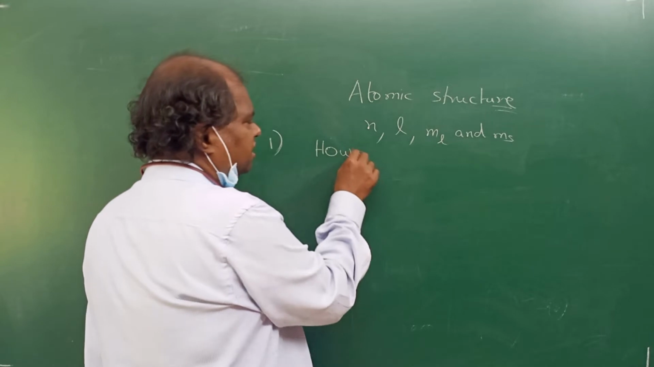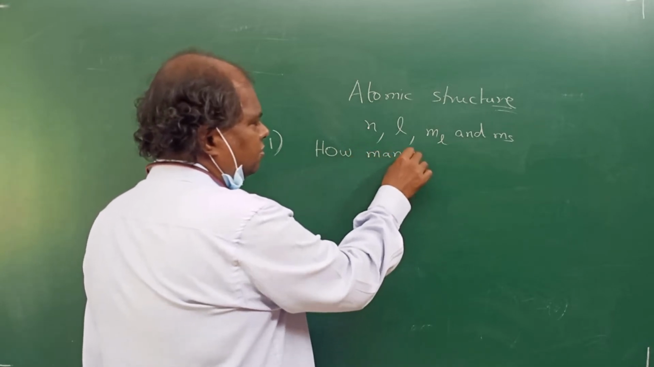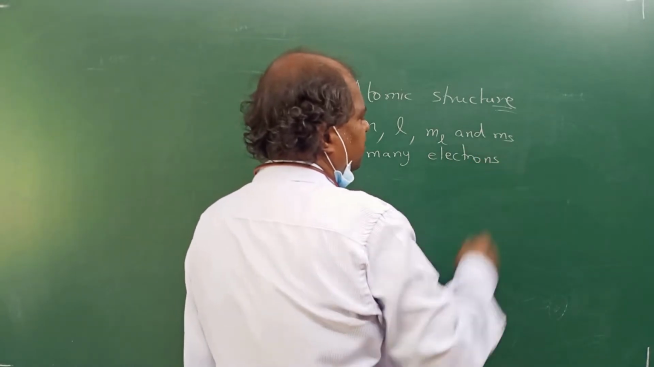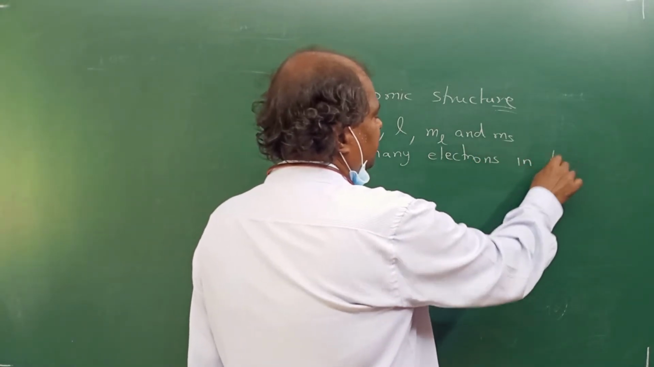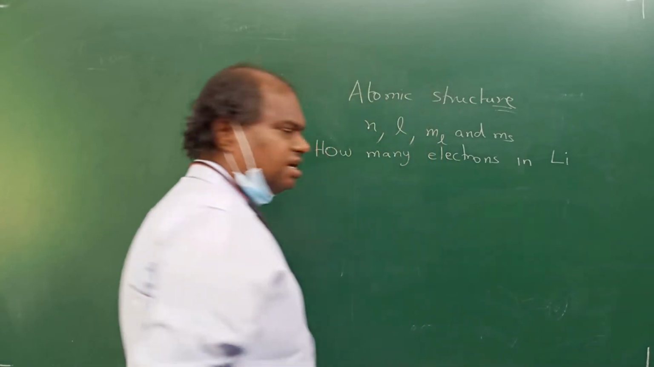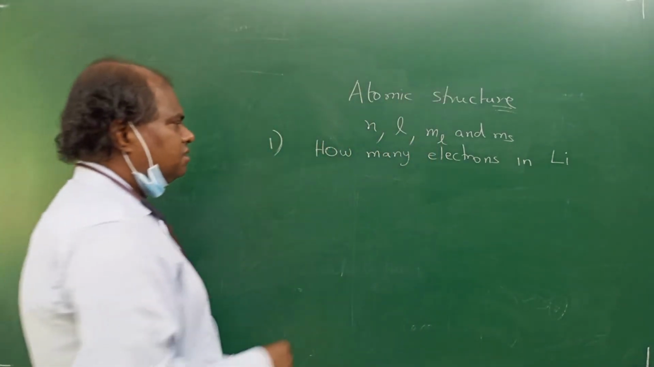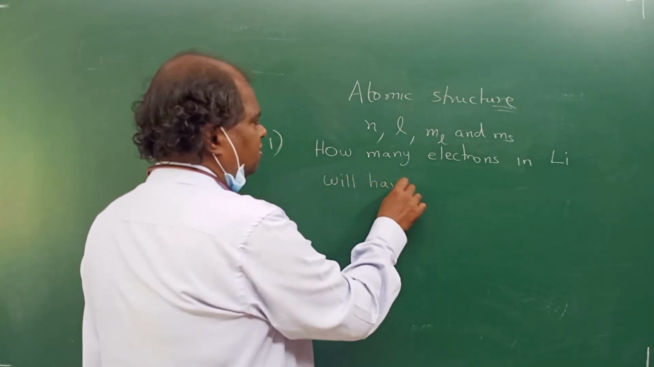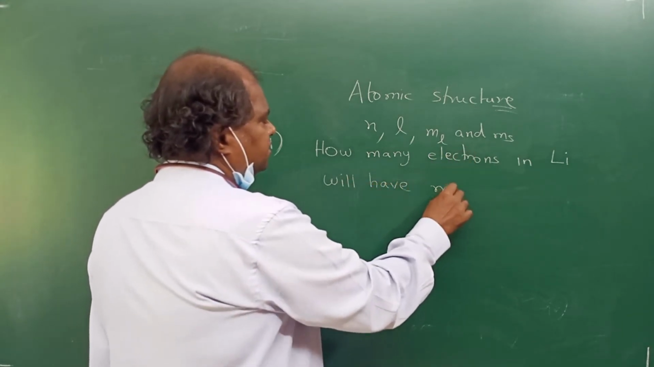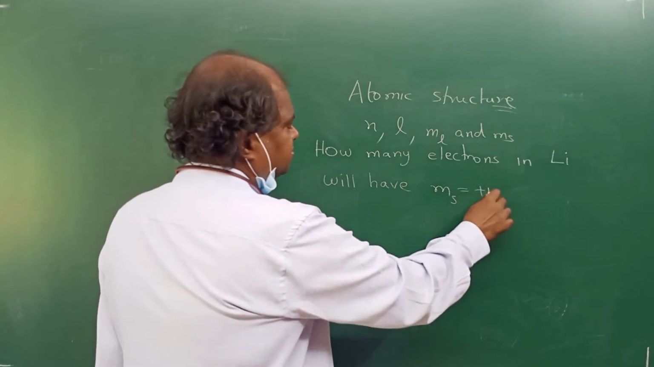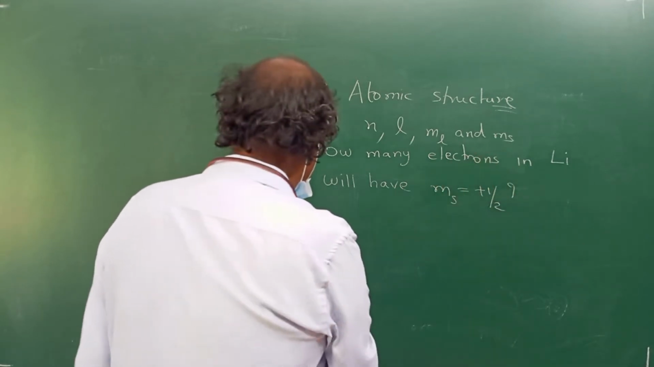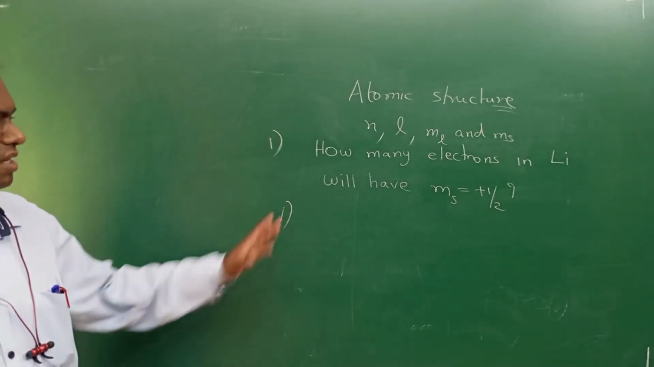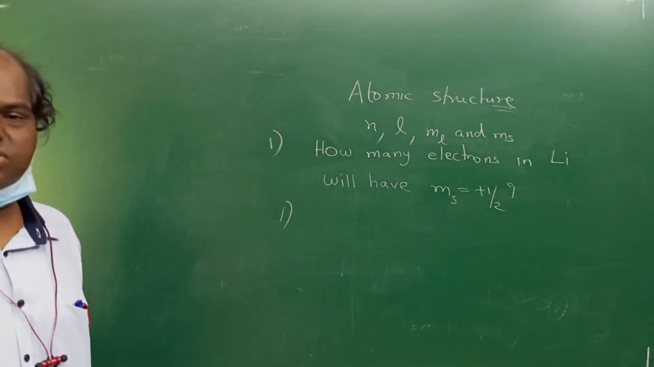Let me give you a simple question now. How many electrons in lithium will have ms equal to plus half? Suppose students are asked this question. How do you do this?